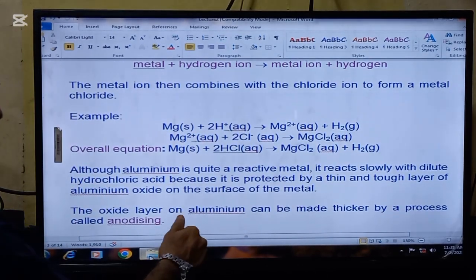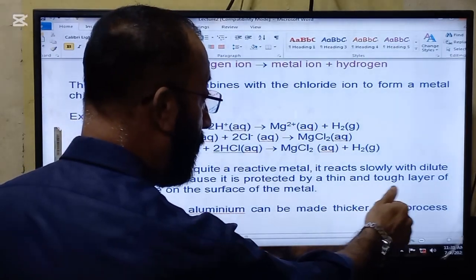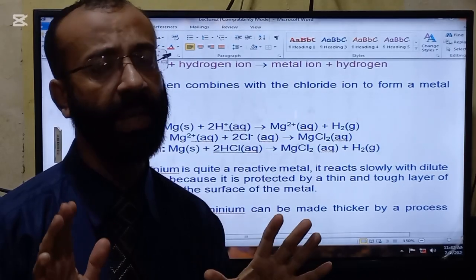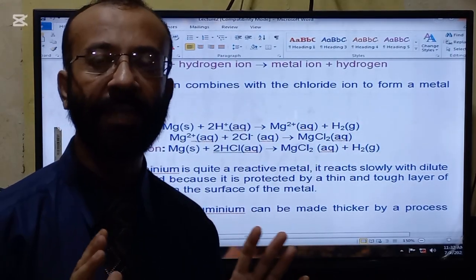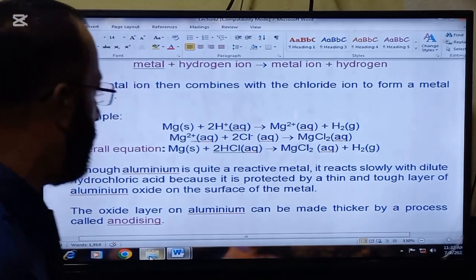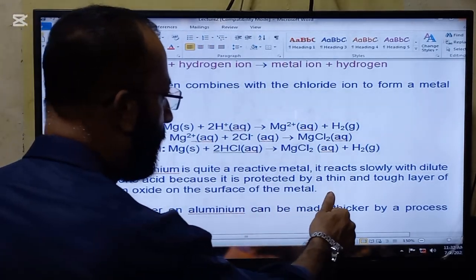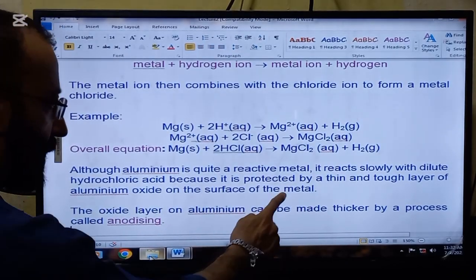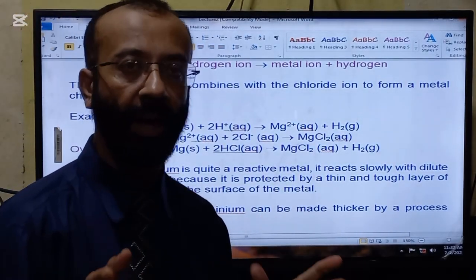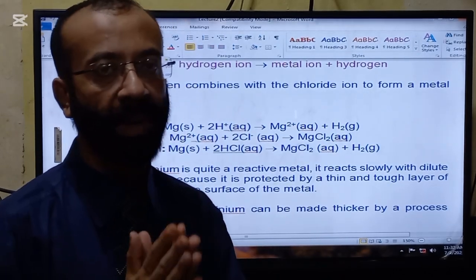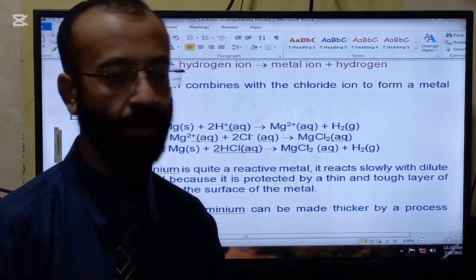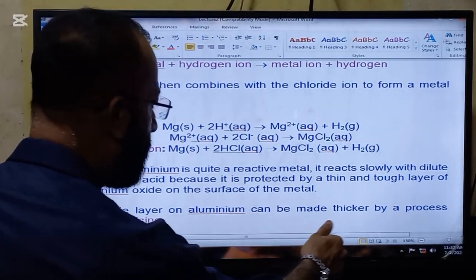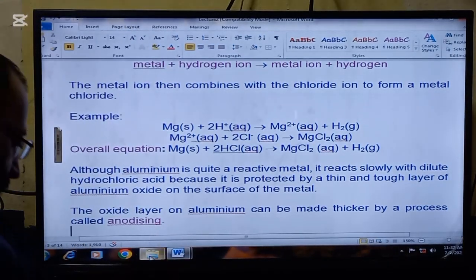Although aluminium is quite a reactive metal, it reacts slowly with dilute hydrochloric acid. So this is the exception. Although aluminium is a very reactive metal, it reacts with dilute HCl very slowly. The reason is that it is protected by a thin and tough layer of aluminium oxide on the surface of the metal. So this is why aluminium, although it is a very reactive metal, reacts with dilute HCl very slowly. The oxide layer on the aluminium can be made thicker by a process called anodizing.